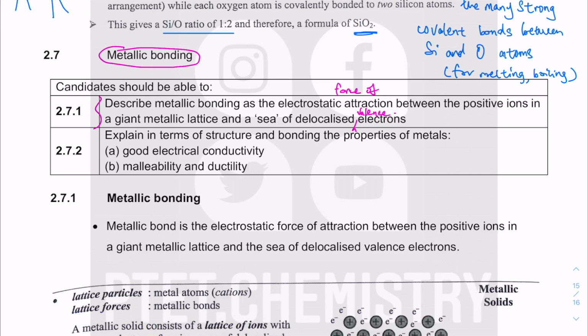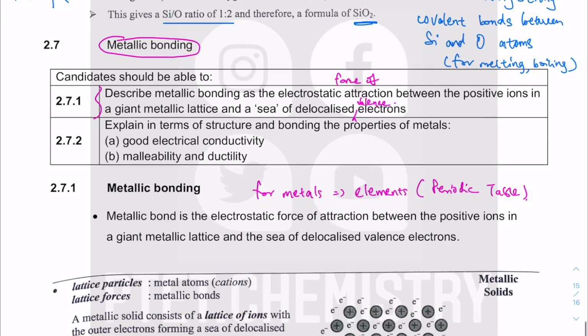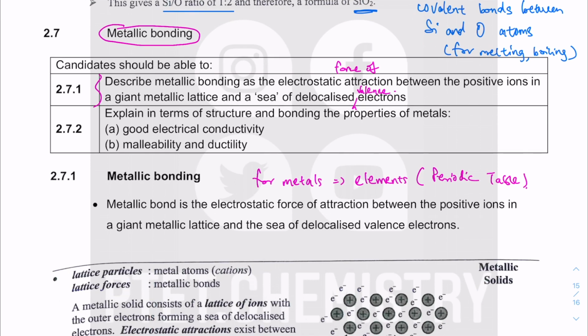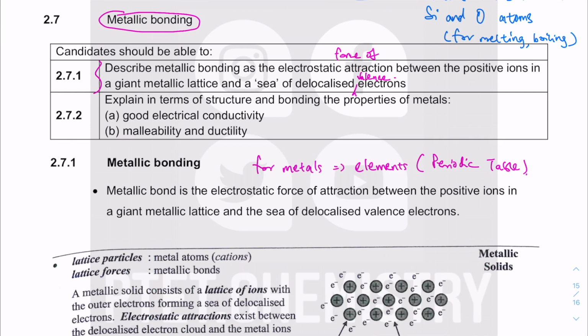Metallic bonding is between metals, and guess what metals are? All metals are elements. And where do you find elements? You find elements in the periodic table, and in the previous topic, the initial bit of atomic structure, we covered what elements, compounds as well as mixtures are. Elements are the pure, simplest substances that cannot be further broken down into simpler substances by chemical methods. They only contain one type of atom.